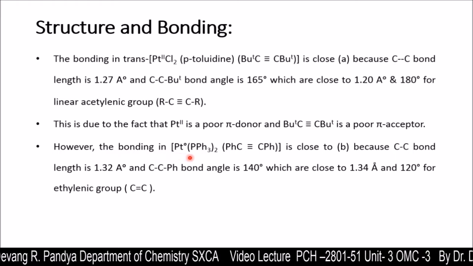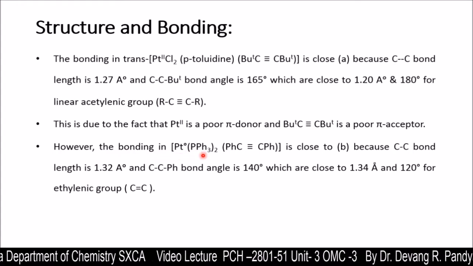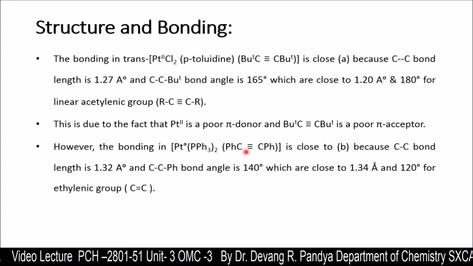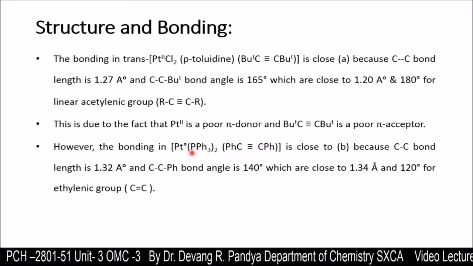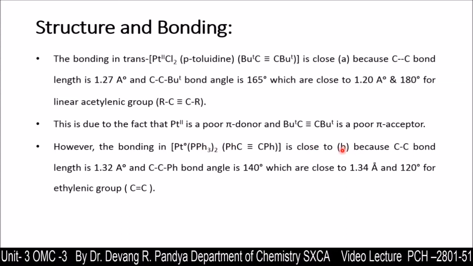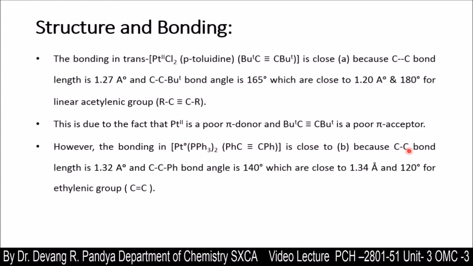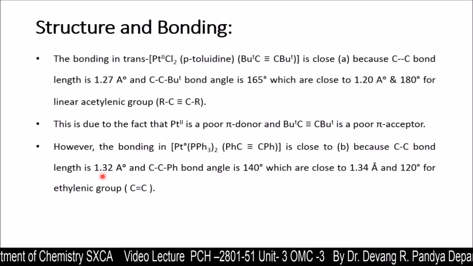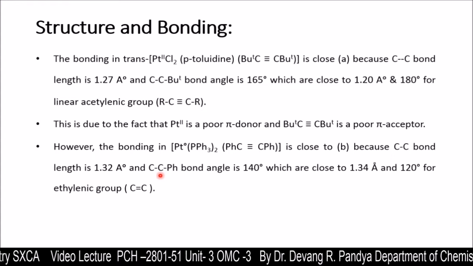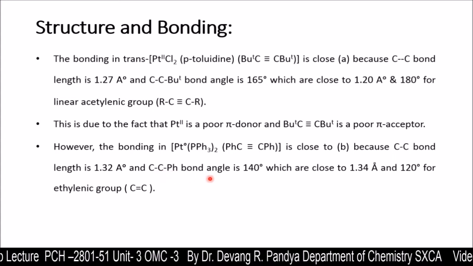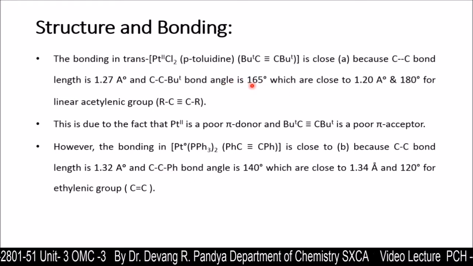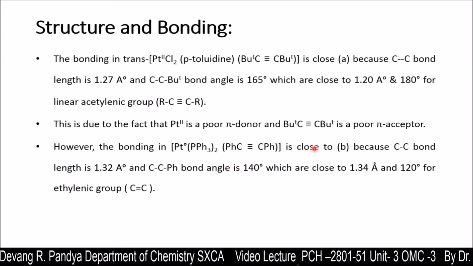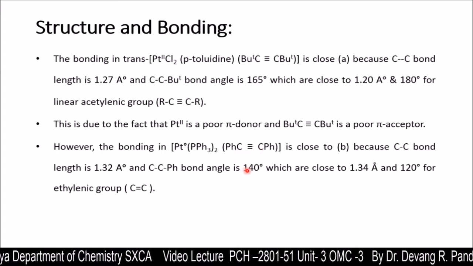However, the bonding in platinum which has the ligands bis triphenyl phosphine and the diphenyl acetylenic group, with platinum in zero oxidation state, is close to structure B, because the carbon-carbon bond length, which should be 120, is now increased to 132 angstrom, and the carbon-carbon phenyl bond angle, where you can see in tertiary butyl it is 160, which is closer to 180, while here you can see in the diphenyl acetylenic group it is 140.